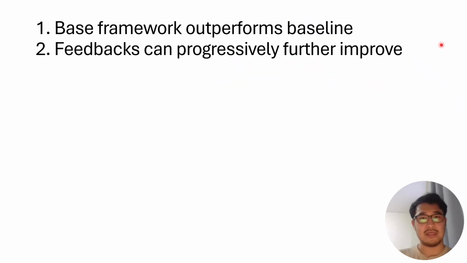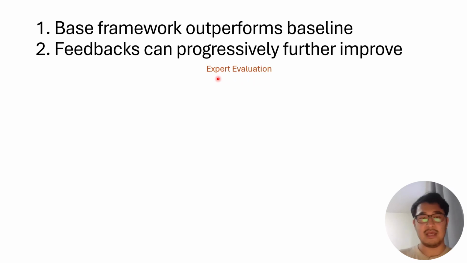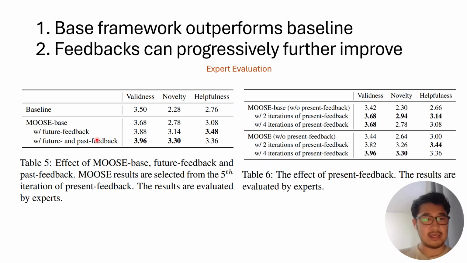So what are the results? In general, the base framework outperforms the baseline, and the feedbacks can progressively further improve it. Here we use GPT-4 evaluation and expert evaluation. Expert evaluation means three social science PhD students. We use three metrics: validness, novelty, and helpfulness, each on a 5-point scale. We can see that the base framework outperforms the baseline, and the two feedbacks can further improve. Also, the present feedback can outperform the baseline without present feedback.